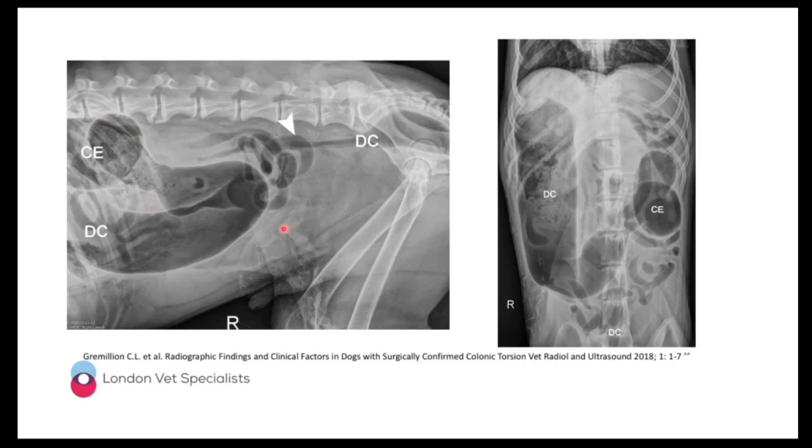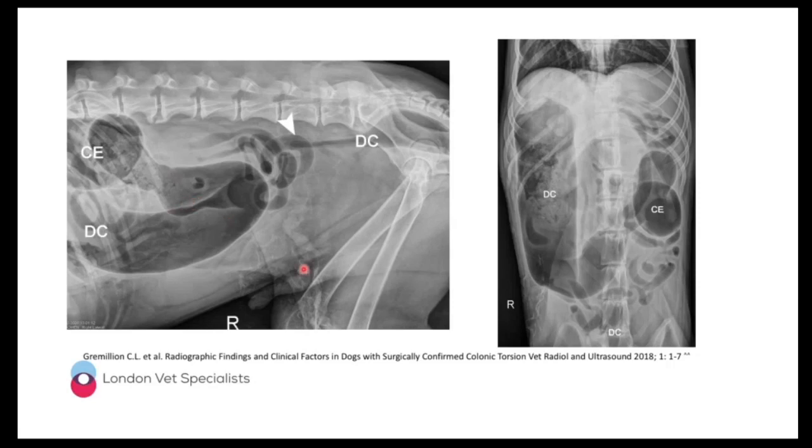So if we see this combination of changes, the cecum and the descending colon on the wrong side, so the cecum on the left, the descending colon on the right, we've got abrupt narrowing of the colon and then segmental dilatation of the descending and potentially transverse and ascending colons, then we're confident that this patient has a colonic torsion and it needs to have an exploratory laparotomy.